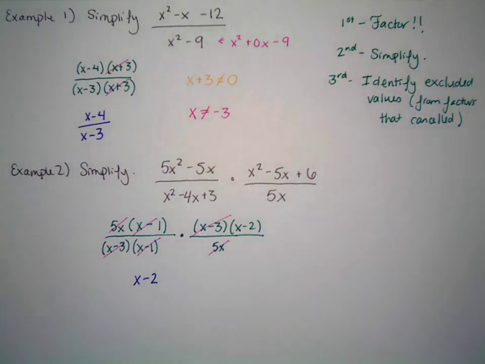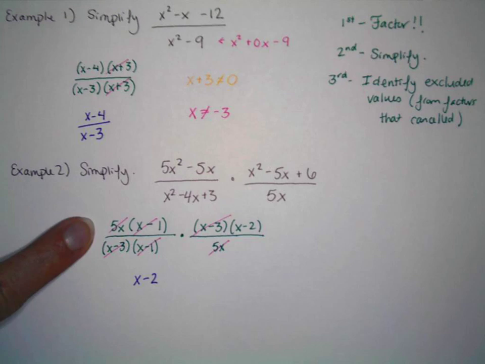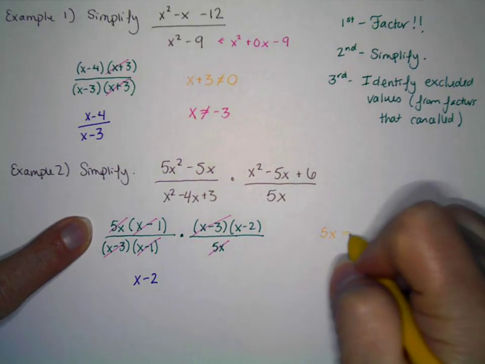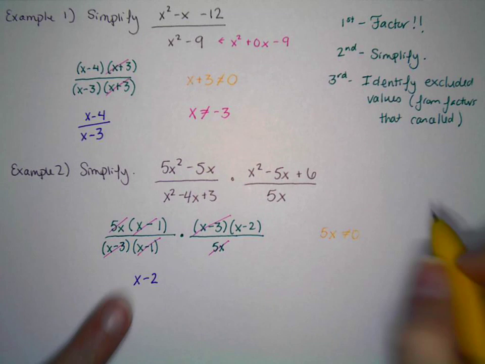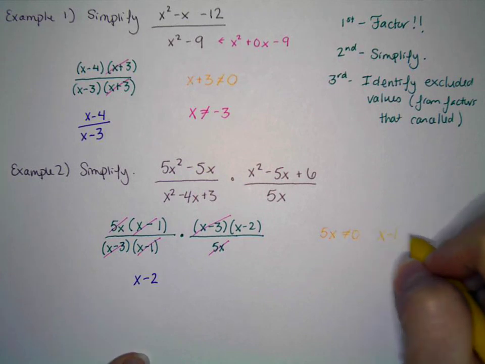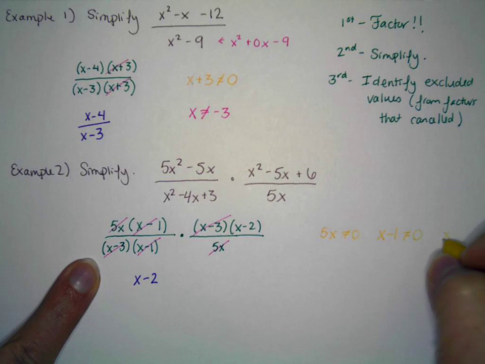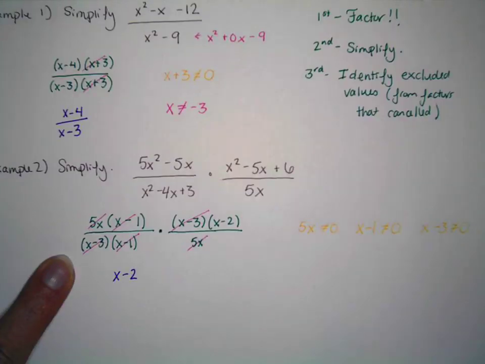So we've simplified. The last thing we want to do is identify our excluded values. Now we had 3 different factors that canceled out here. We had a 5x, so that factor cannot equal 0. We had an x minus 1, so that cannot equal 0. And we had an x minus 3, so that factor cannot equal 0.